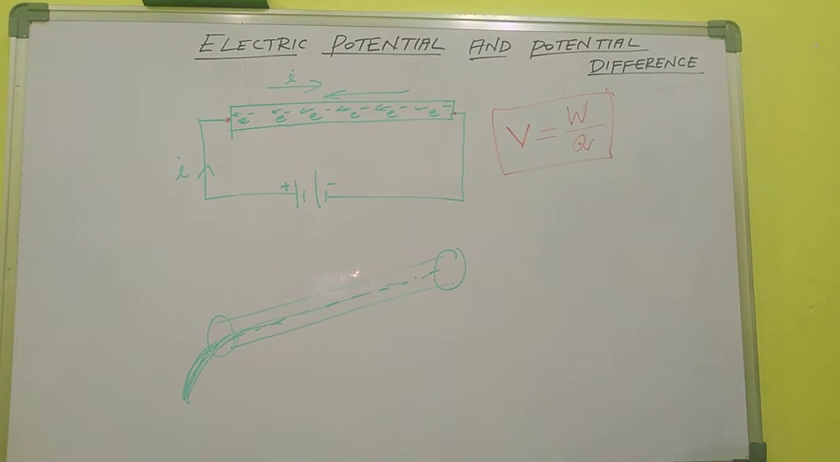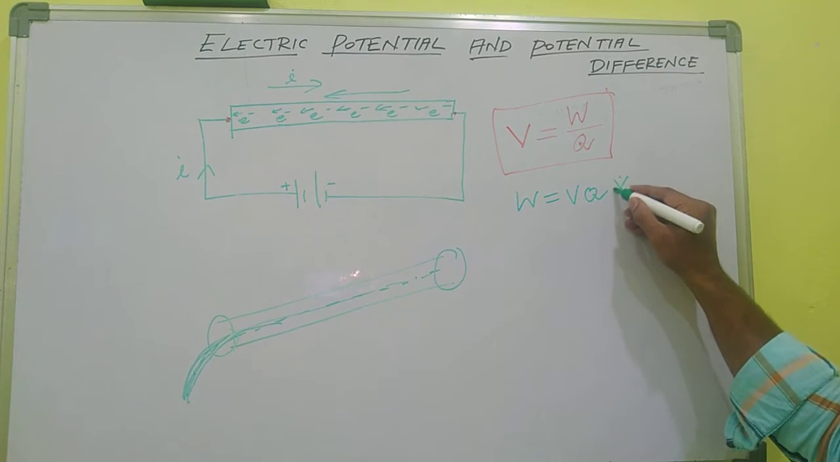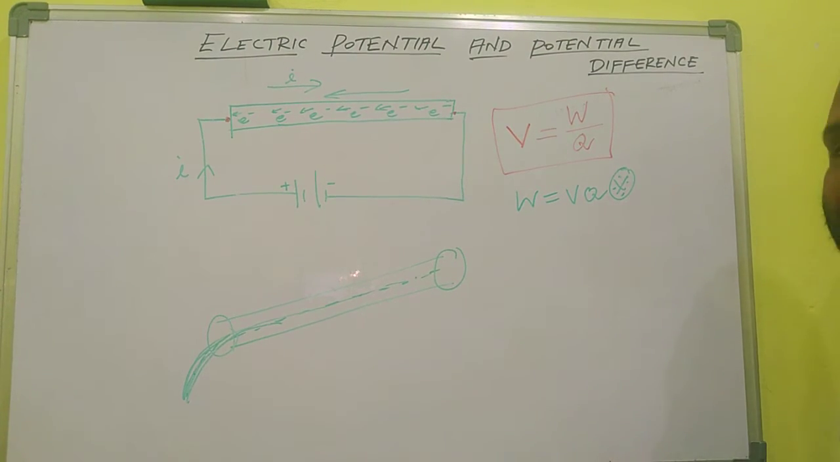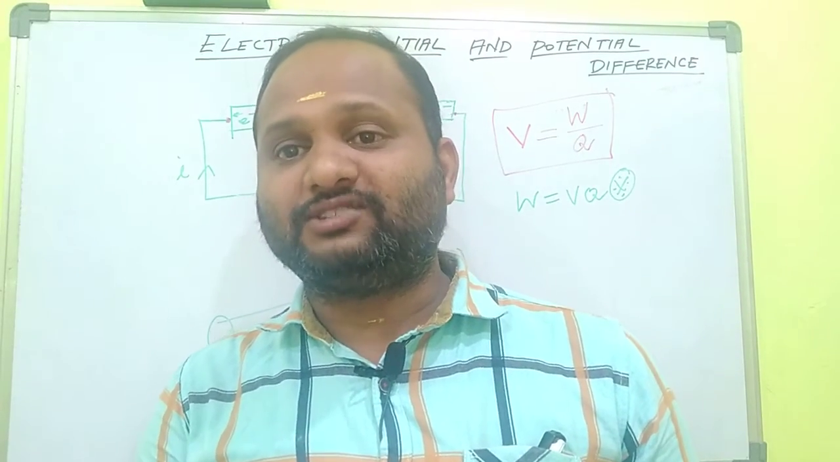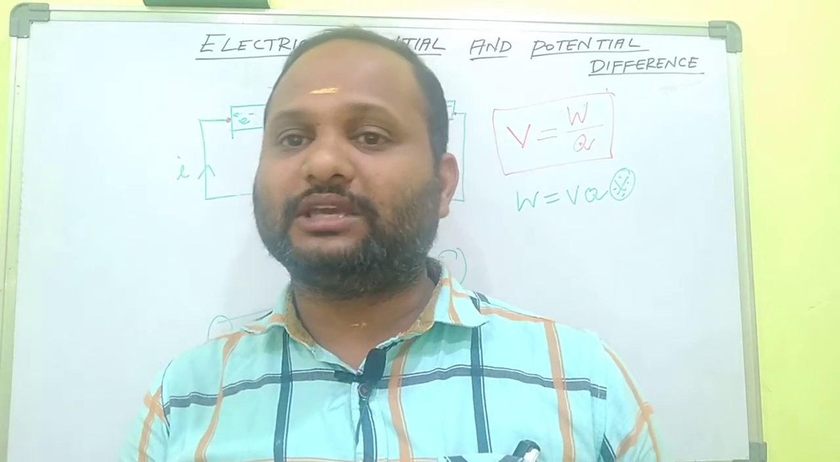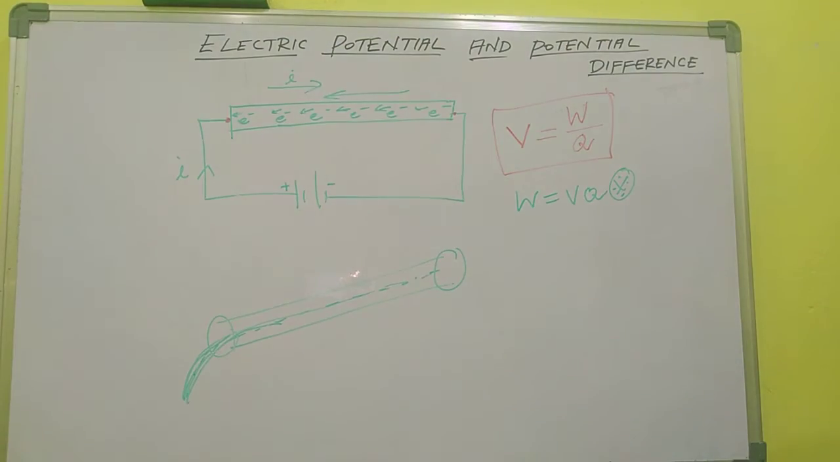V is equal to W by Q. So the work done W is equal to VQ. These are all basic formulas, but most important. We have to apply these expressions for solving problems also. So keep these two in your mind: V is equal to W by Q, and W is equal to VQ.